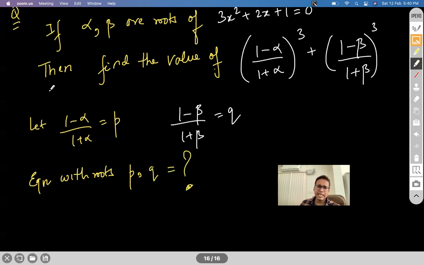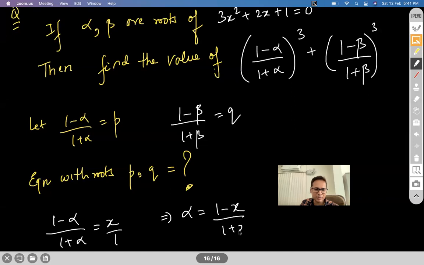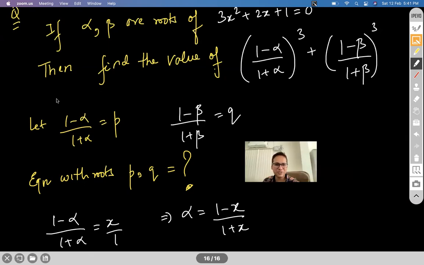Very simple. Here we can see that P and Q are actually the same transformations of alpha and beta, right? So I can use the transformation skills over here. I will just take this as an X. Okay. Apply componendo and dividendo. If you apply componendo and dividendo, alpha will be 1 minus X by 1 plus X. Correct? Right. Componendo dividendo is a very good tool for such cases.